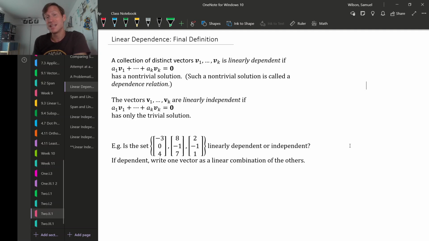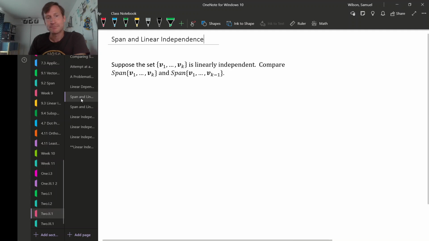If we have a linearly independent collection of vectors, do we get the same span if we throw one of those vectors out? And conversely, if we have a linearly dependent collection of vectors, is it safe to throw away one of the vectors and still end up with the same span? So let's check both of those. So first we'll look at linear independence.